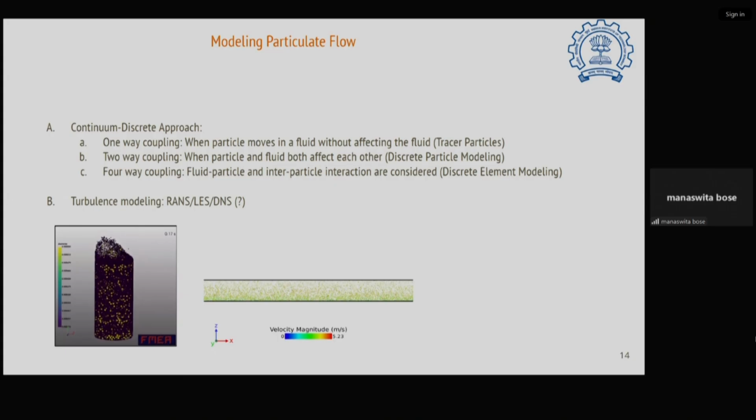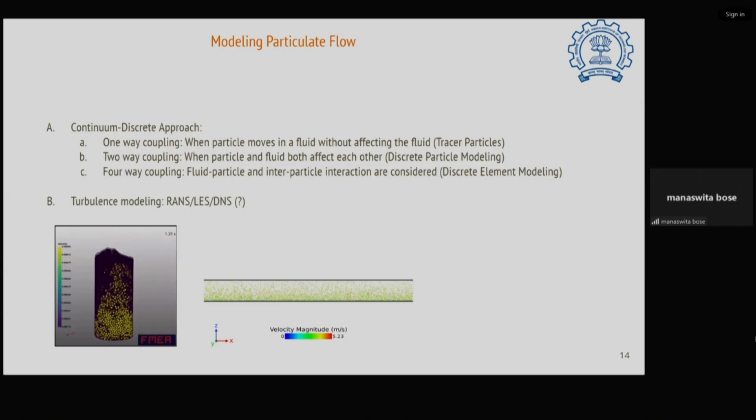And one takes the ratio, or one compares this viscous time scale with the fluid time scale, which is L by U, and that is the Stokes number. So when the Stokes number is very small, one can assume that the particle is not affecting the fluid flow. So it is one-way coupling. Fluid is affecting the particle flow, but the particle is not affecting the fluid flow.